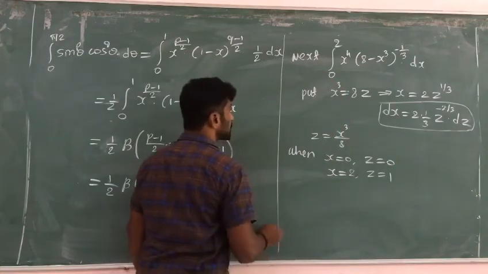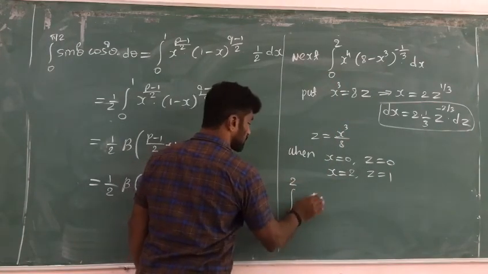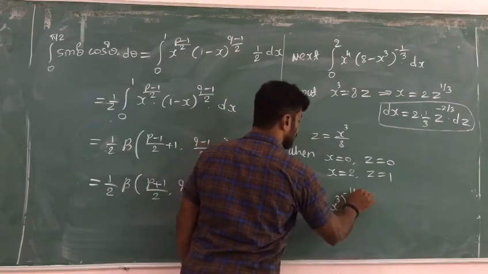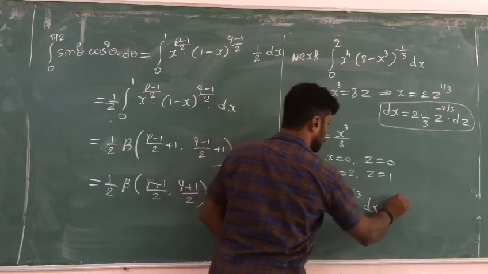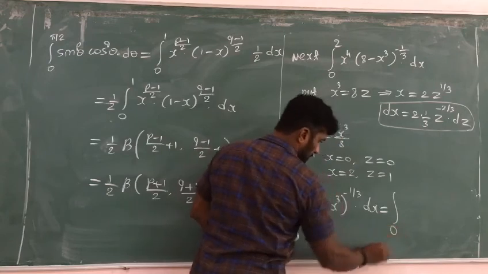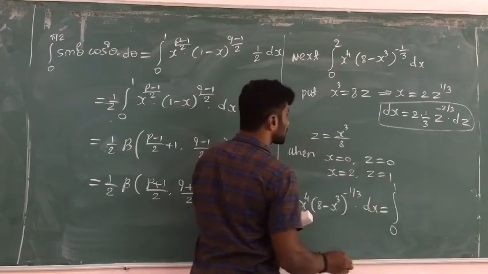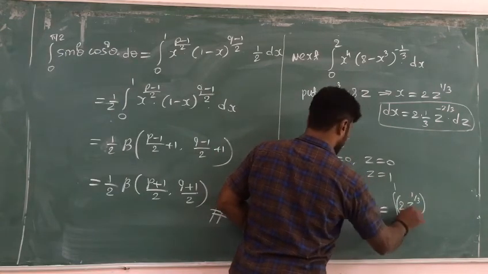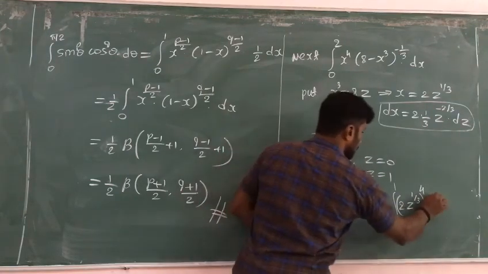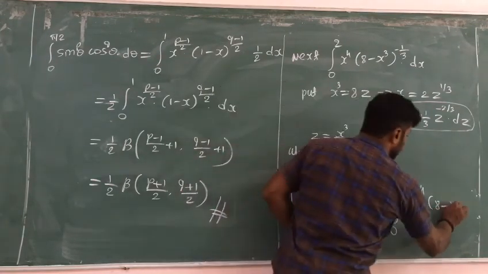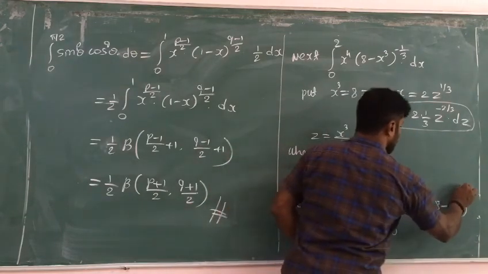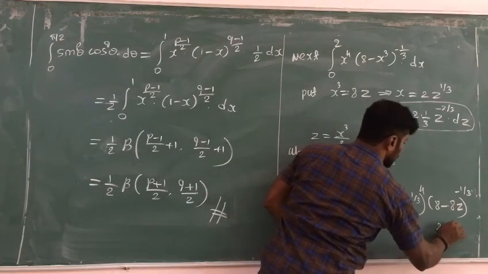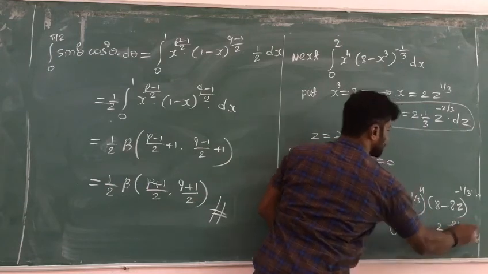Putting all these values in equation 1, you get the integral from 0 to 2 of x raised to 4 into 8 minus x cube raised to minus 1 by 3 into dx. So that equals, when x is equal to 0, z is equal to 0, when x is equal to 2, z is equal to 1. What is x? 2 z raised to 1 by 3, raised to 4, into 8 minus 8z raised to minus 1 by 3, into the dx value, 2 by 3 z raised to minus 2 by 3 into dz. Clear? Then simplify.